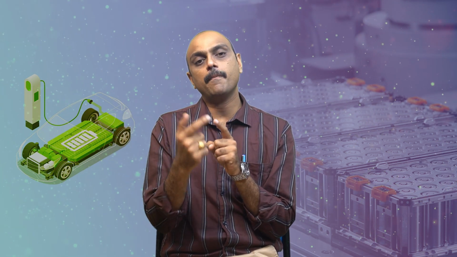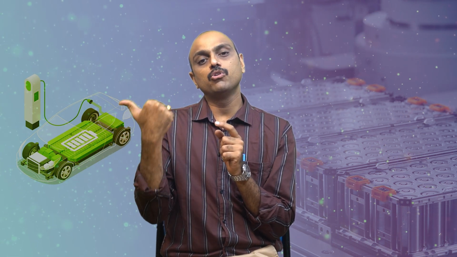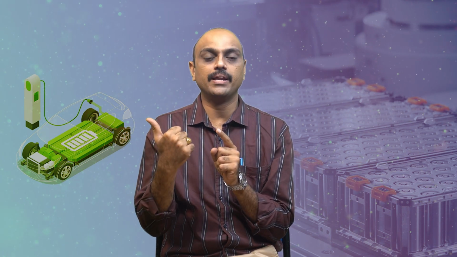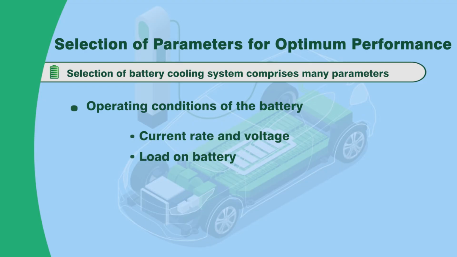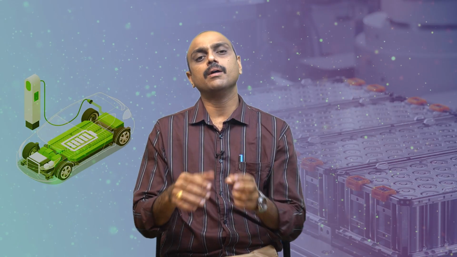Based on the current rate, your thermal capability will change. If the battery is charging or discharging with say 2 C, then you have a high temperature around the battery, whereas if it is charging with say C by 4 or C by 3 or C by 2, in that case the temperature across the battery cell will be less when compared to 2 C. Similarly, the other one is the load on the battery. So, these two also are equally important when the optimum performance of the cooling system is considered.